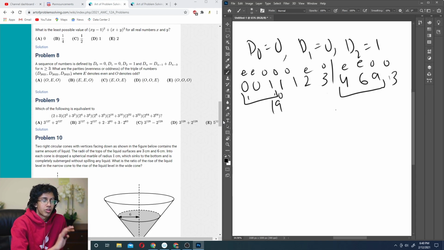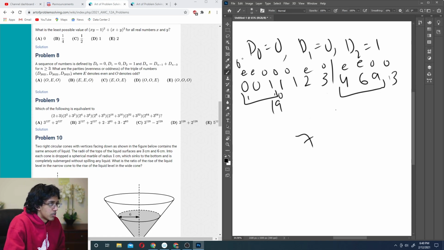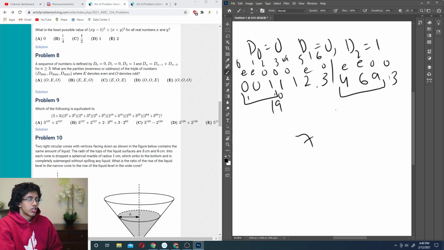Those are only determined by the previous 3. So once we get this sequence of 3 again, we know that our whole sequence has to repeat. So essentially, every 7 numbers it repeats, right? So this is like D0, 1, 2, 4, 5, 6, right? So essentially, the index mod 7 is where it falls in this sequence.